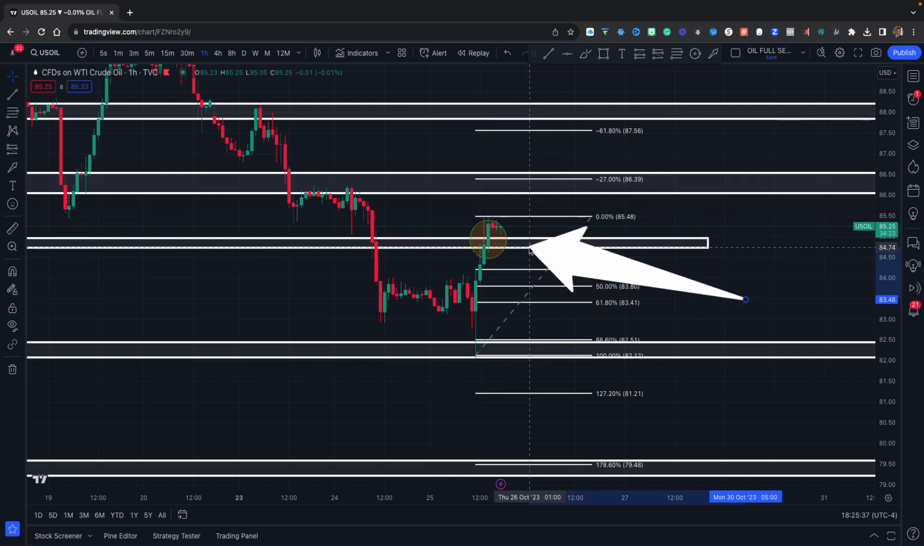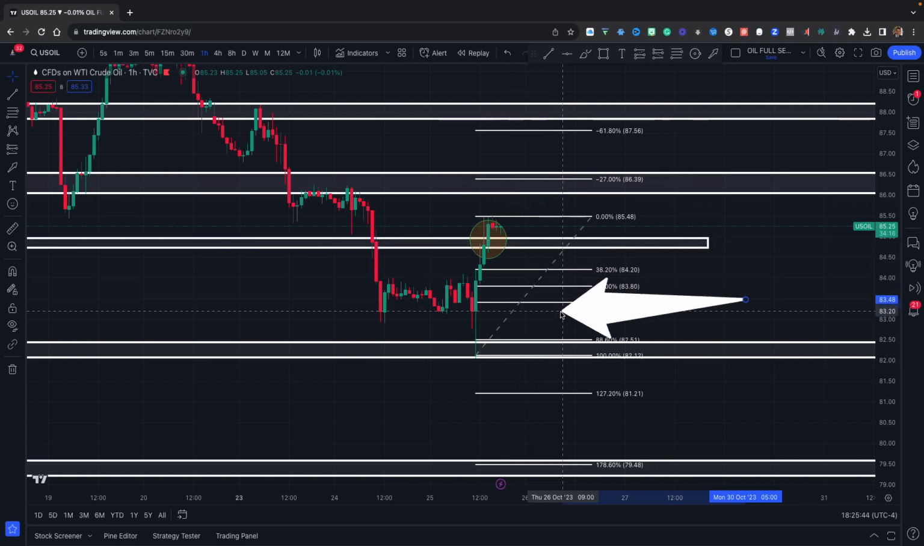Again, if you are going to be sitting on a sell, you want to see a closure of a 1-hour candle below this, possibly come back up to retest, and then drop back down into this area.